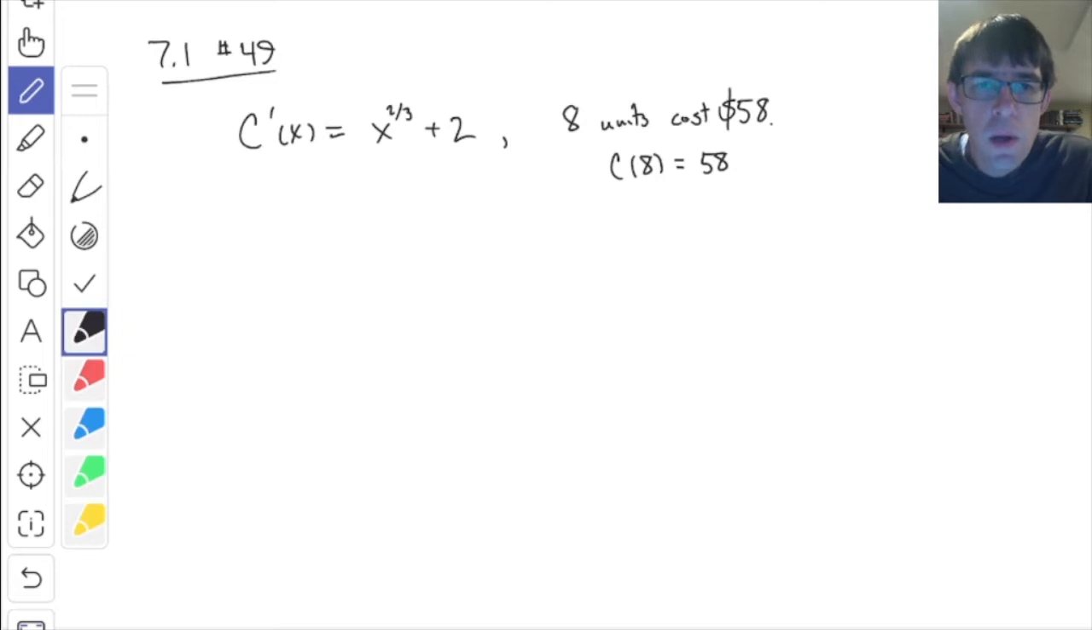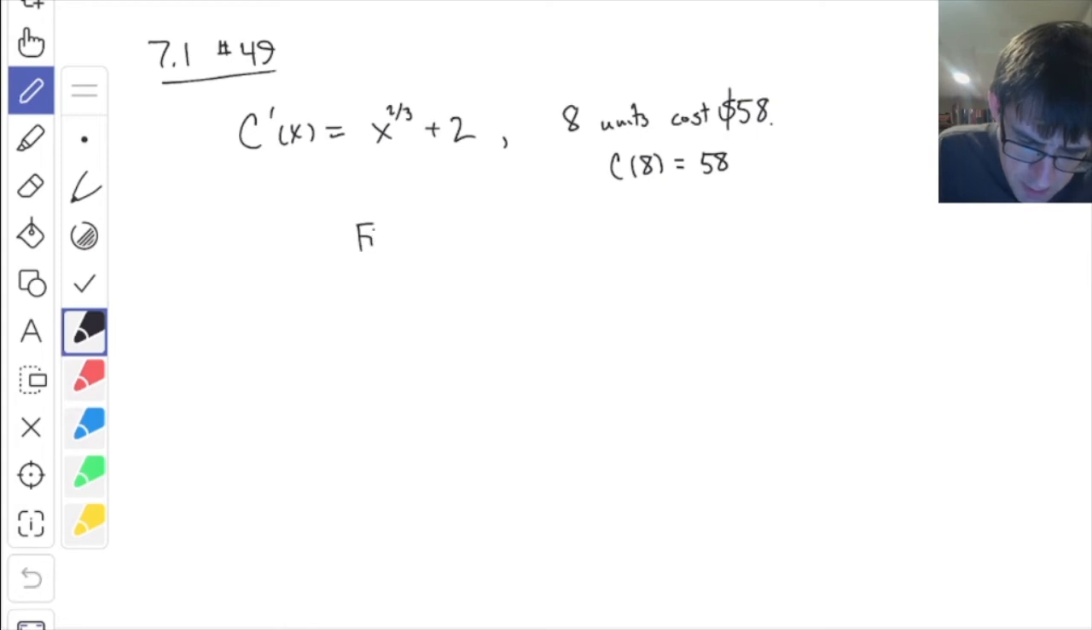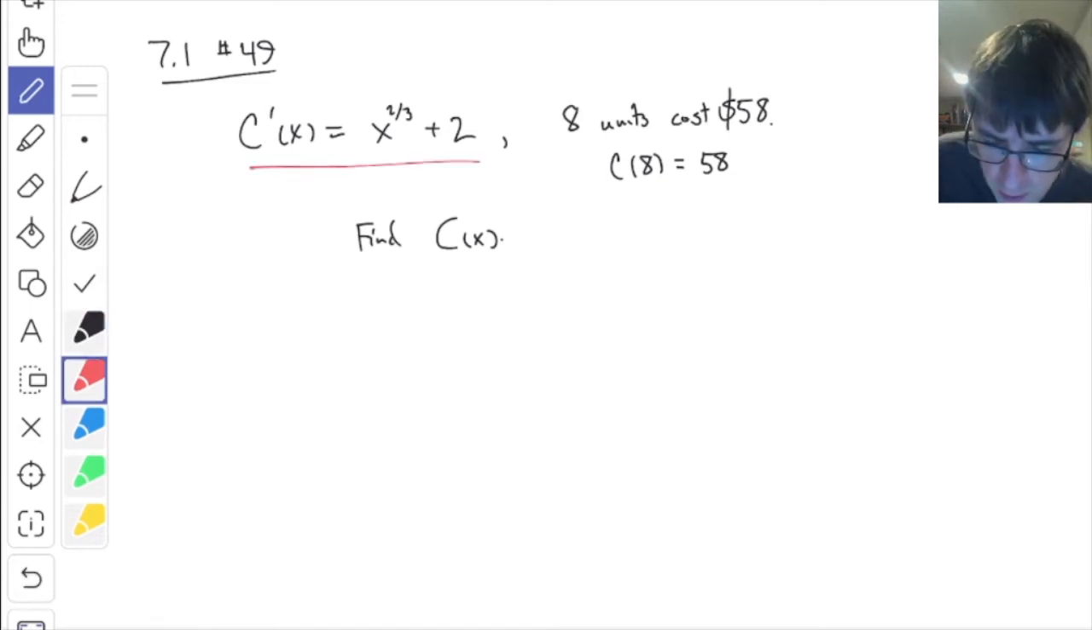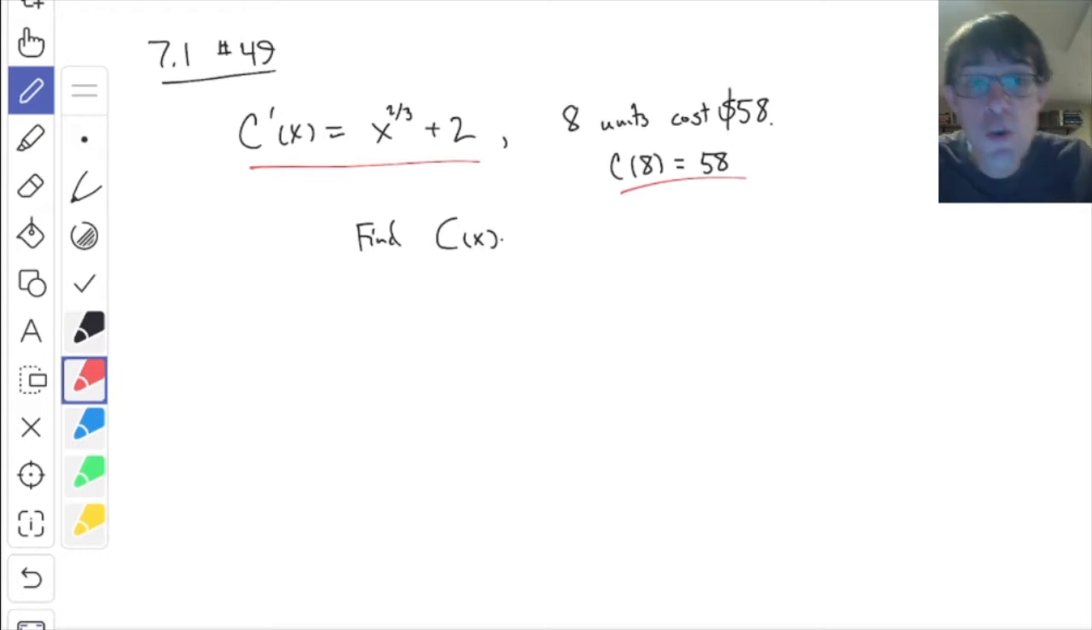Okay, so the cost of 8 units is 58. All right. Your job is to find c of x. So an initial value problem is one in which you are given the derivative. They tell you what the derivative is, which is here, and then they tell you one other thing, which is here, and that other thing is called the initial value. It is one specific value of the function. And then your job is to find the function c of x.